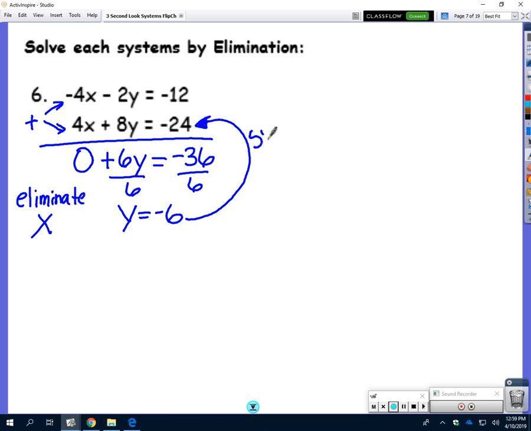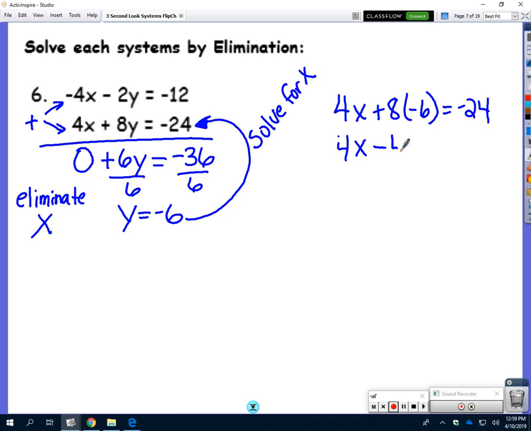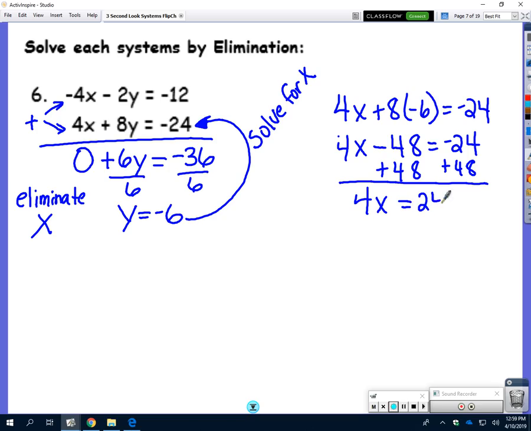And I need to solve for x. So 4x plus 8 times the negative 6 equals negative 24. 4x minus 48 equals negative 24. Add 48. 4x equals 24. Divide by 4. X equals 6. So the solution would be 6, negative 6.